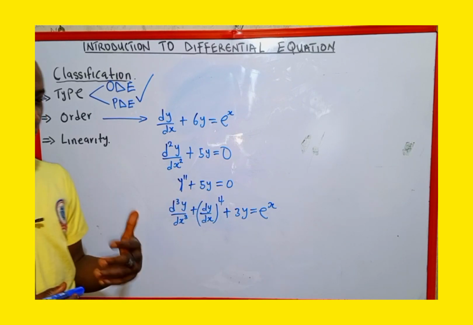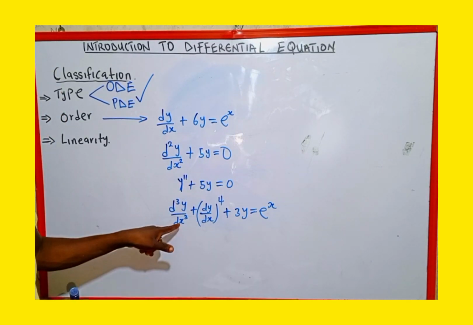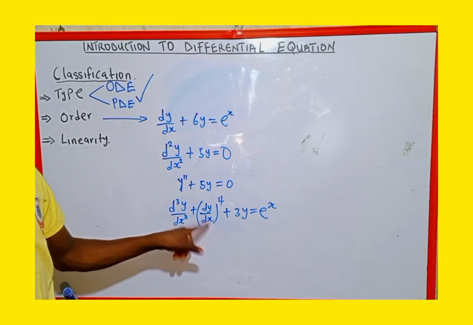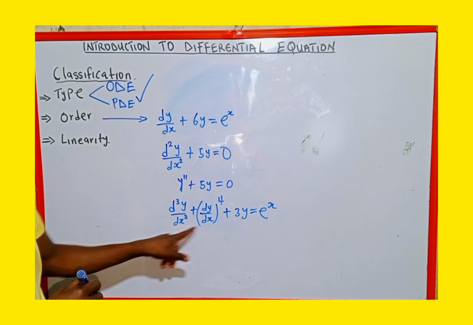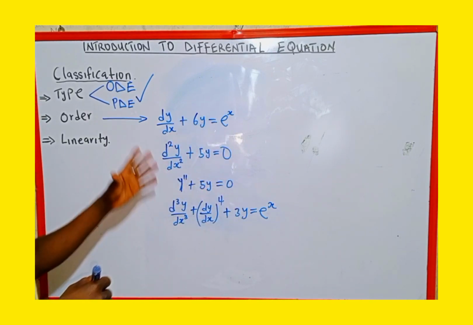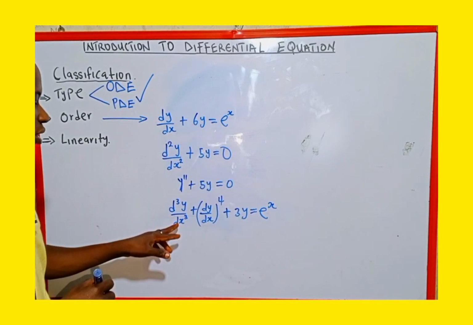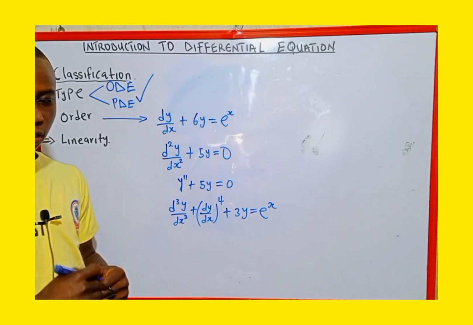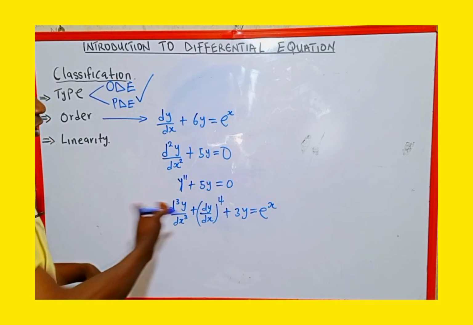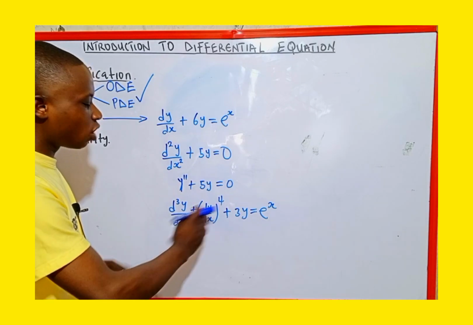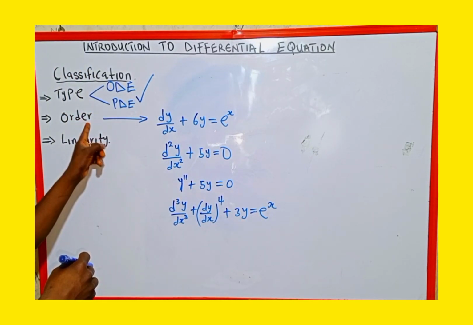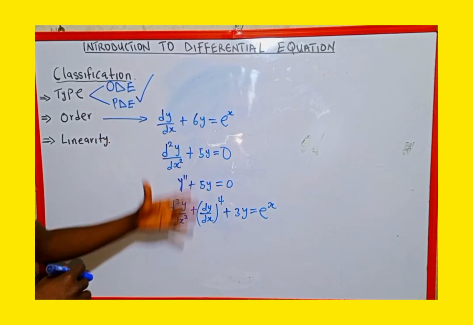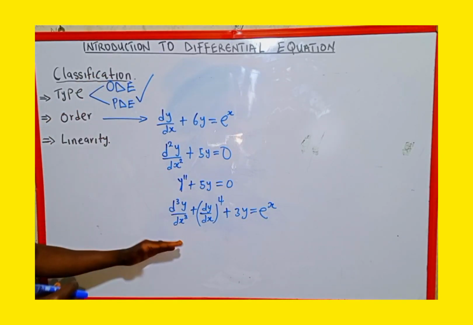It's an ordinary differential equation because the independent variable here is only a single x. But when the independent variables are two or more, it will be a partial differential equation, and it would be a third order partial differential equation. But in this case, this is a third order ordinary differential equation. So that is all about the order of a differential equation, classification by order.